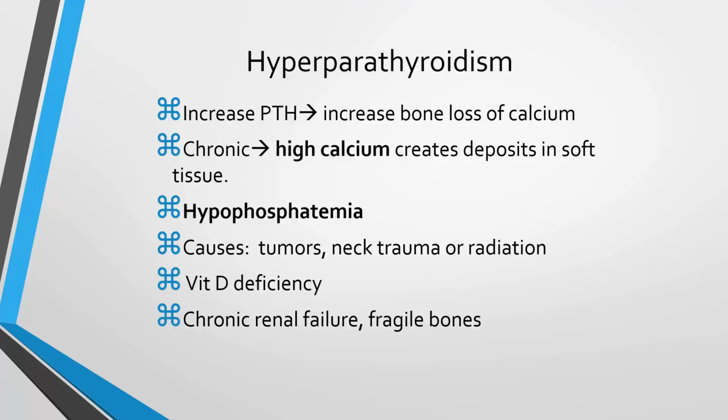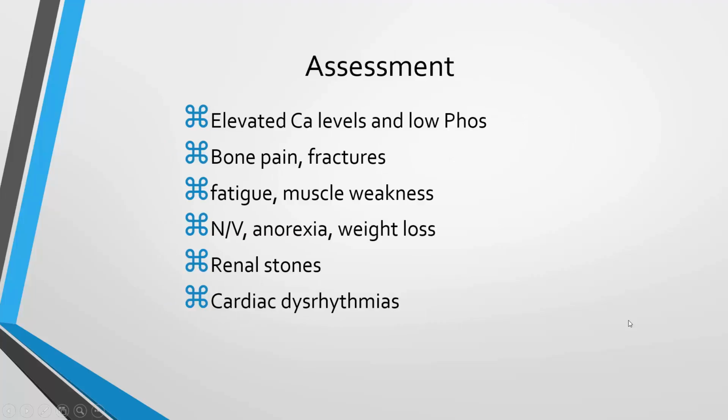Now, these patients also suffer from chronic renal failure and fragile bones, and we're going to look in a minute to see why that is. As far as assessment goes, you're going to see, as we stated before, an elevated calcium and a decreased phosphorus, and that's because of the function of the parathyroid hormone.